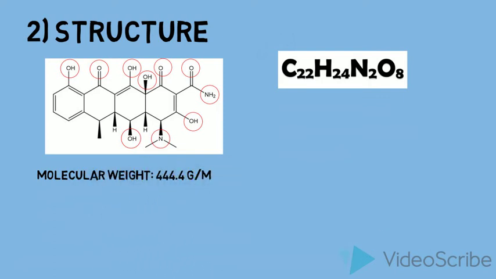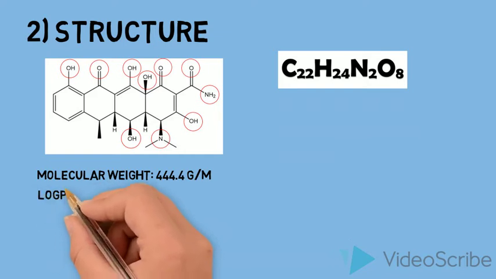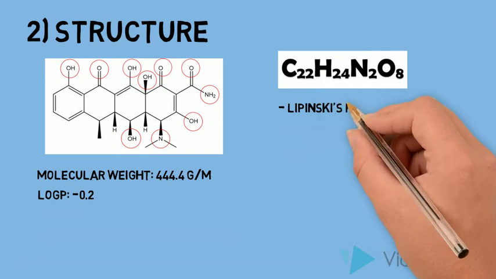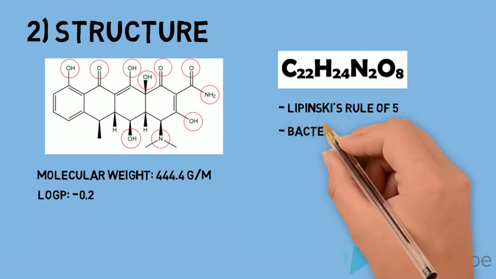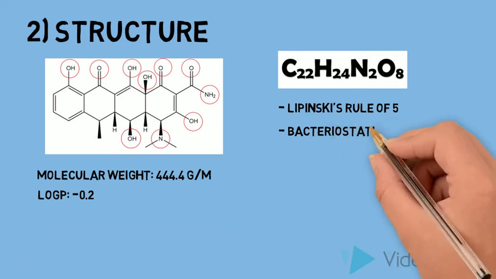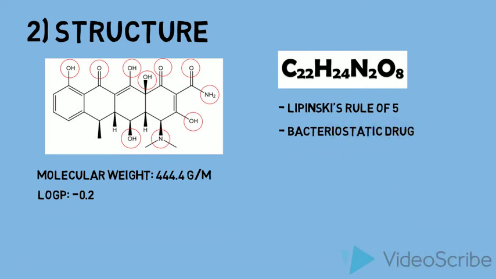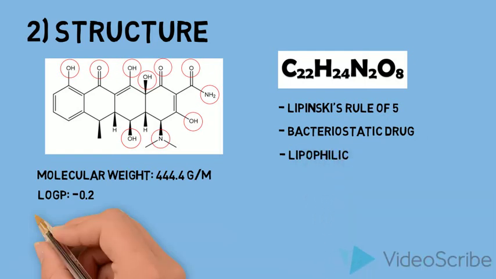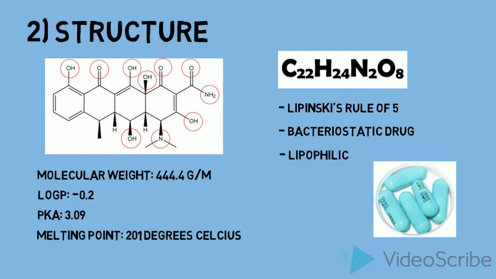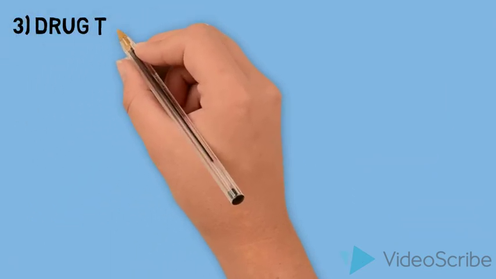With a molecular weight of 444.4 grams per mole and a log P of minus 0.2, doxycycline fits Lipinski's rule of 5 pretty well. It works by interfering with bacterial protein synthesis, also called a bacteriostatic drug, and this lipophilic structure helps it do this because it allows the drug to pass through the bacteria's lipid bilayer.